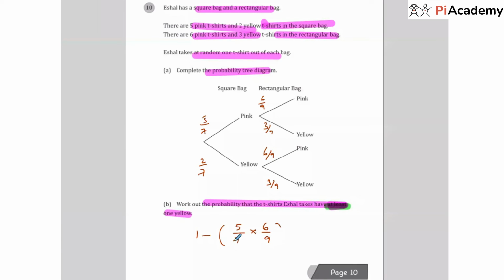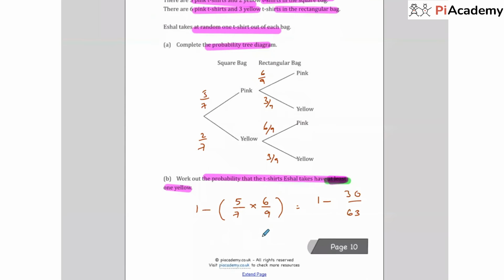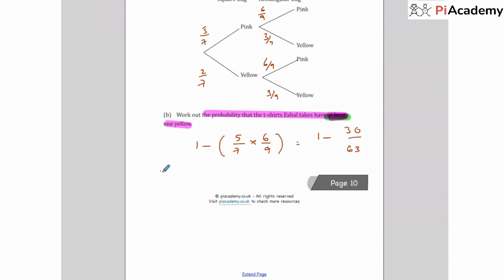6/9, right? Okay, so that is equal to 1 minus 30/63, right? So that is 63 minus 30, how much? That's 33/63, which can be simplified, right? Yeah, that's 11/21. Good.